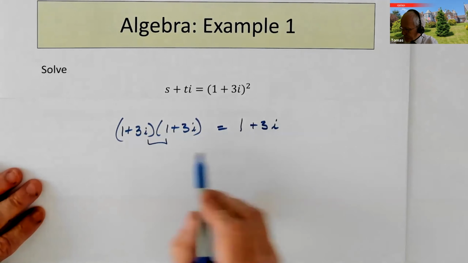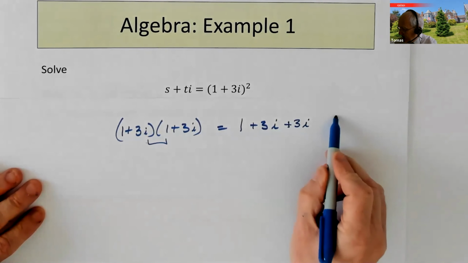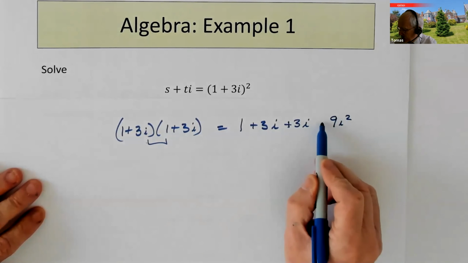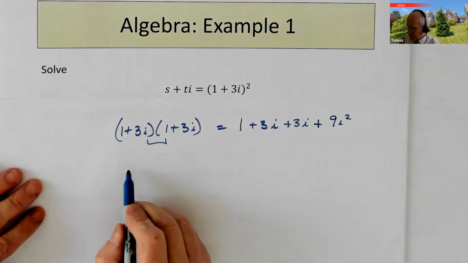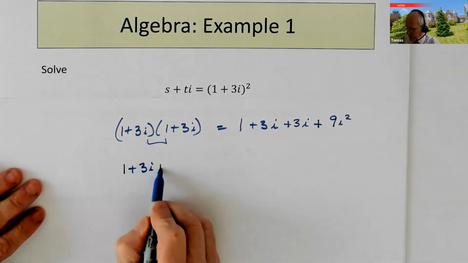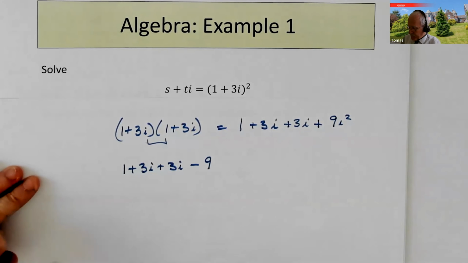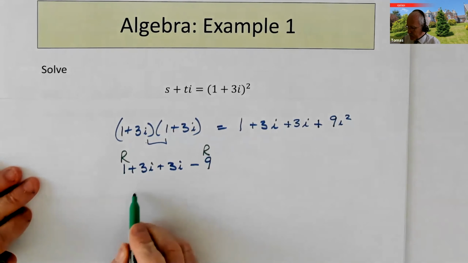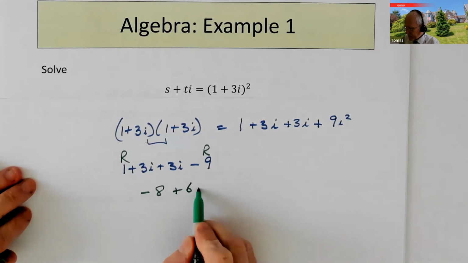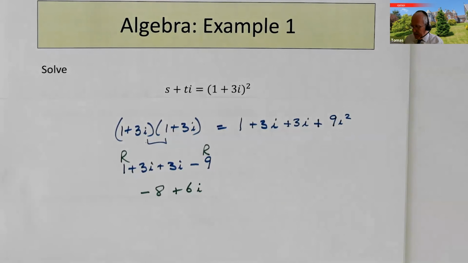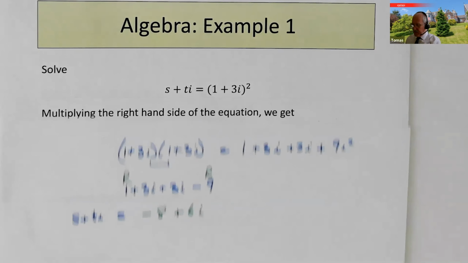3i by 1 is 3i. And 3i by 3i is 9 i squared with the plus. Now, the i squared is really minus 1. So 1 plus 3i plus 3i minus 9. I look for the real parts. This is real and this is real. So 1 minus 9 is minus 8. And these are 2 imaginaries, plus 6i. So I now have that s plus ti equals minus 8 plus 6i.